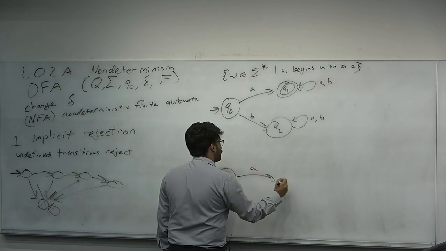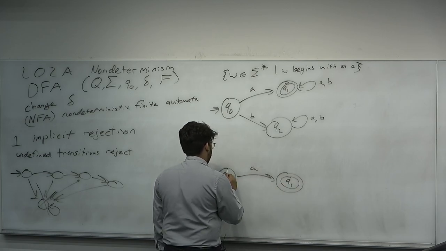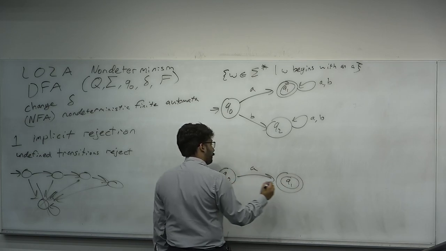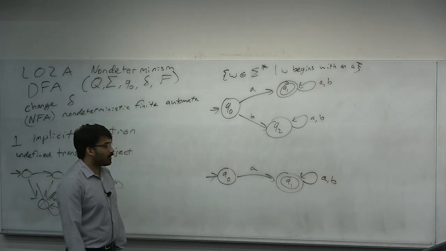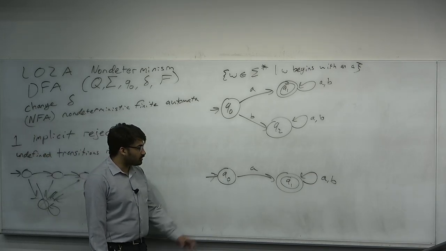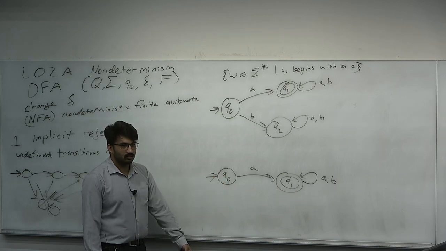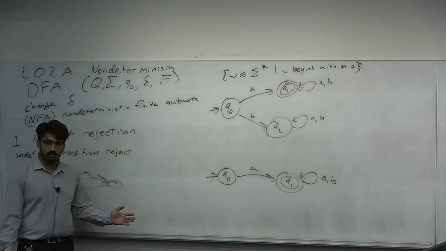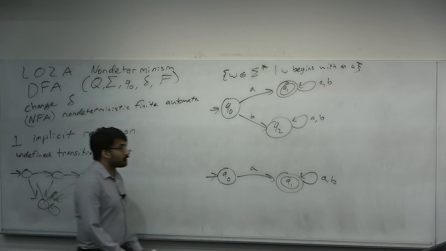What is the computation on this device if you start with a B? The way we say it is, you're here, there is no transition defined for if you see a B, so you reject. There's just a trash can. We just don't draw it anymore. That's all implicit rejection is. Questions about implicit rejection? It's one of the three powers we're going to give our transition function. Kind of an easy one.